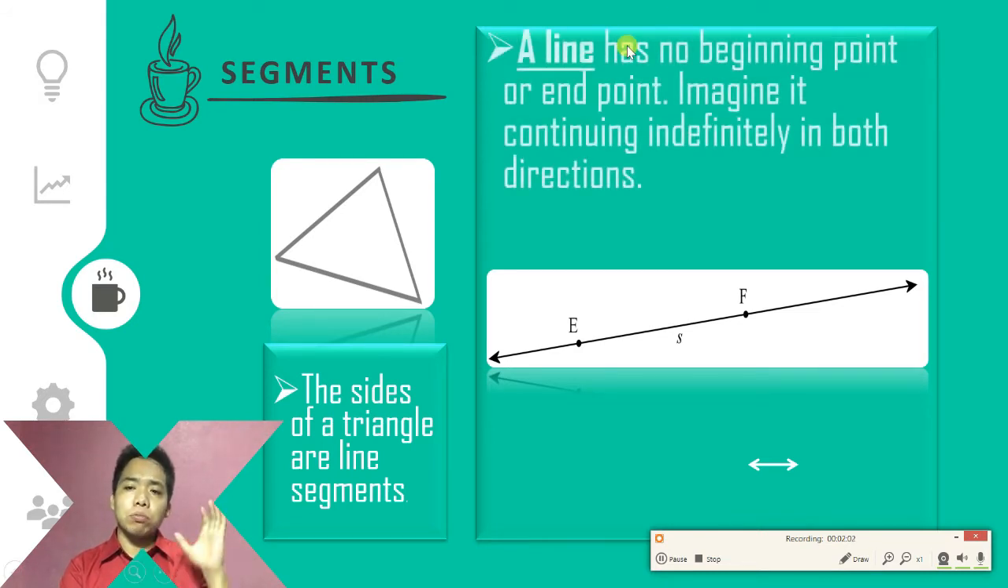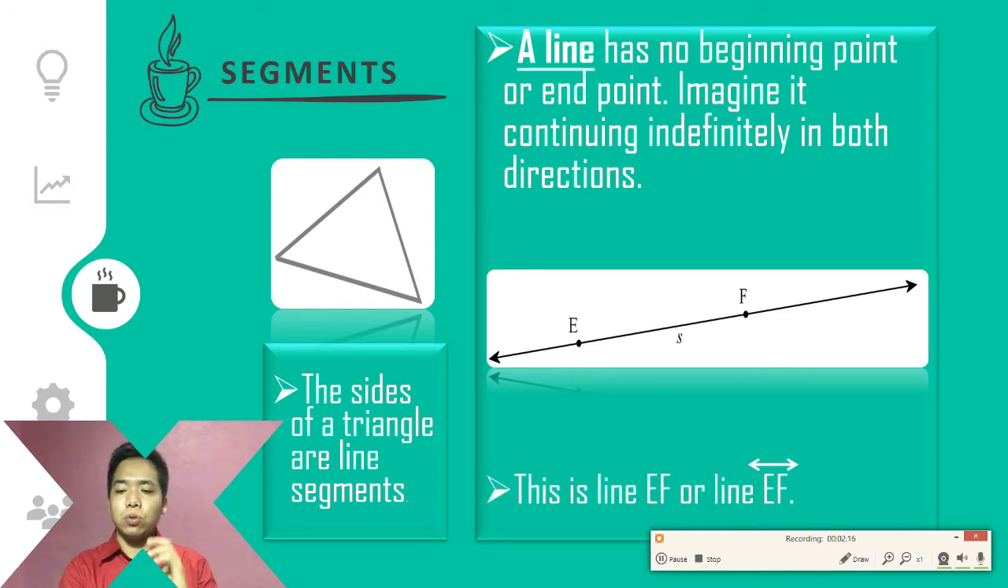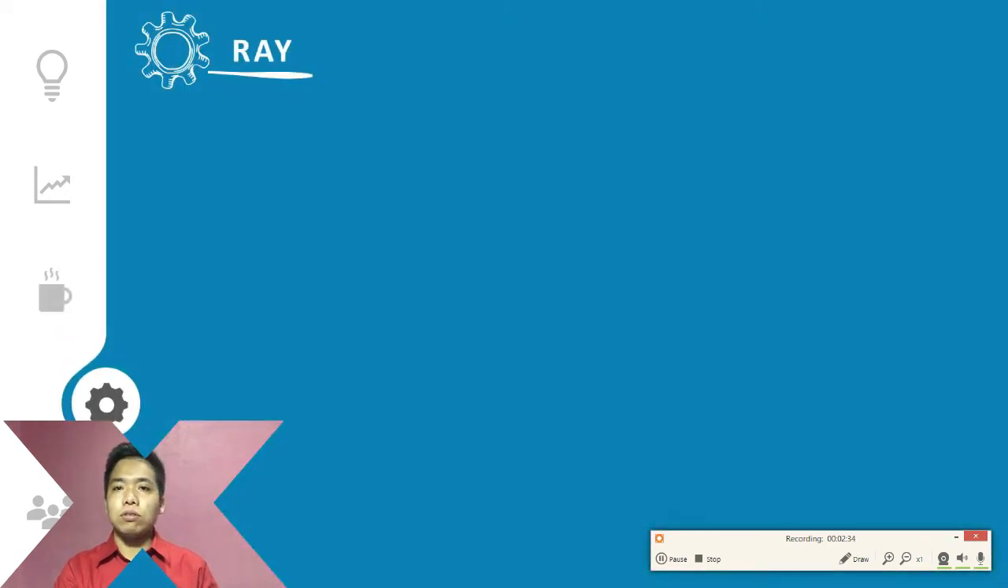A line has no beginning point or end point. Imagine it continuing indefinitely in both directions. In this case, we have line EF. We denote a line by writing EF and then a line symbol above the letters. So that is about segments, the basic concepts about segments. Next is about rays.